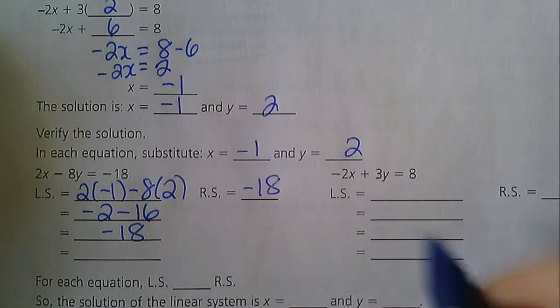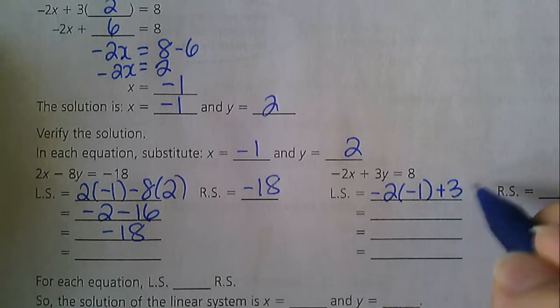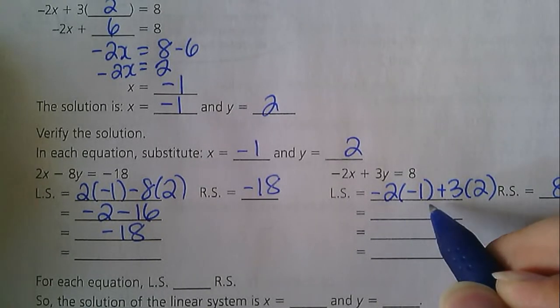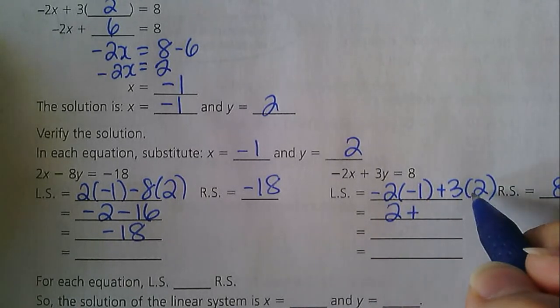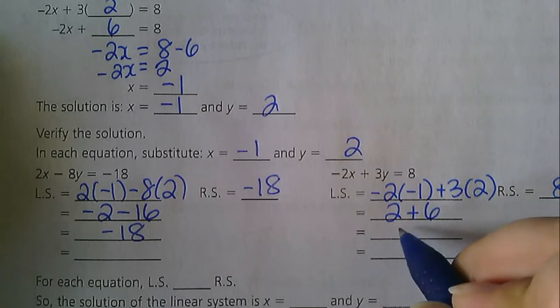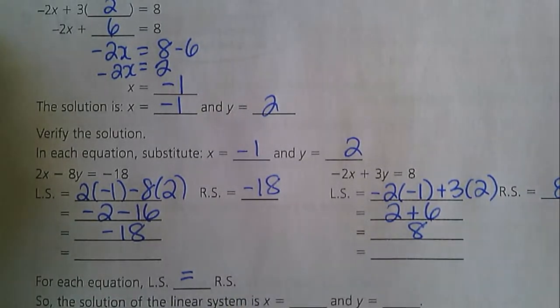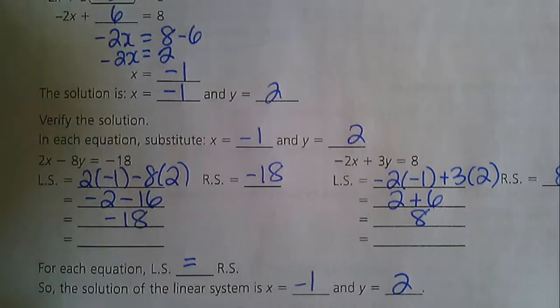Let's try the other equation, negative 2 times negative 1 plus 3 times positive 2 equals 8. Negative 1 times negative 2 is 2. 3 times 2 is 6. 2 plus 6 is 8. Left side is equal to right side in both cases. So our solution is negative 1 and 2.